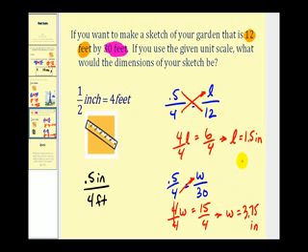So the last thing we might want to do is notice that the given unit scale is in fraction form. So 1.5 inches would be 1 1/2 inches, and 3.75 inches would be 3 3/4 inches. So the scale dimensions would be 1 1/2 inches by 3 3/4 inches.